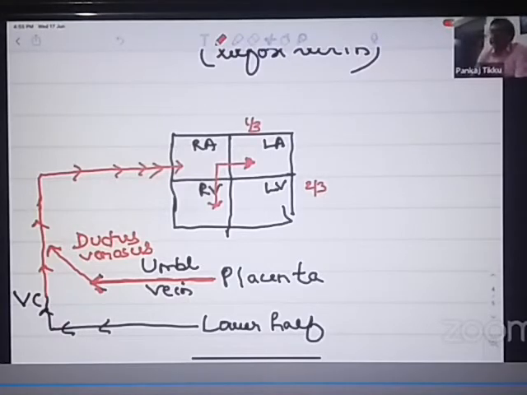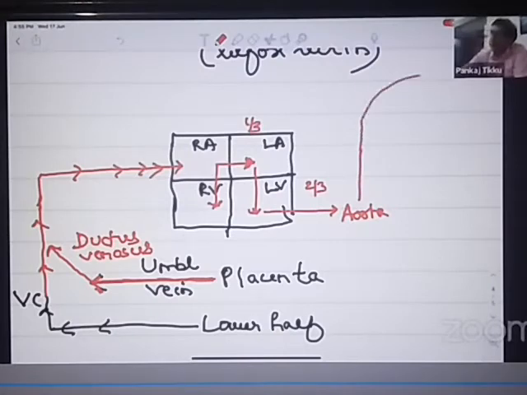The blood that has entered the left atrium, this is the right atrial blood, will now enter the left ventricle. From the left ventricle, this blood will enter the aorta. Now from the aorta, this blood will go up into the ascending aorta, into the arch of the aorta, and then into the descending aorta.